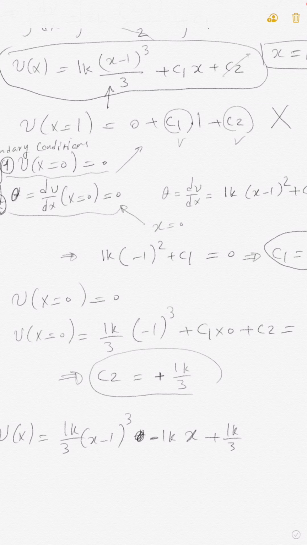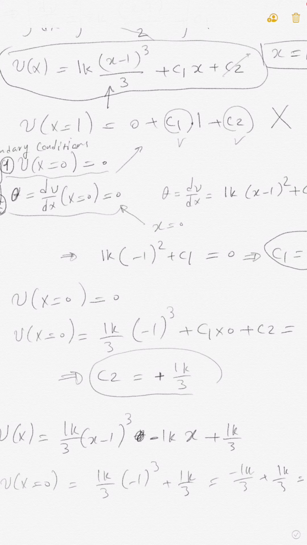So what is the deflection at x0? The deflection at x0, put it here. This is at the wall. You put 1k over 3 times x0, which is negative 1 cubed, minus 1k times 0, plus 1k over 3. So you get what? Negative 1k over 3 plus 1k over 3, which is 0. That's correct. That's a boundary condition.